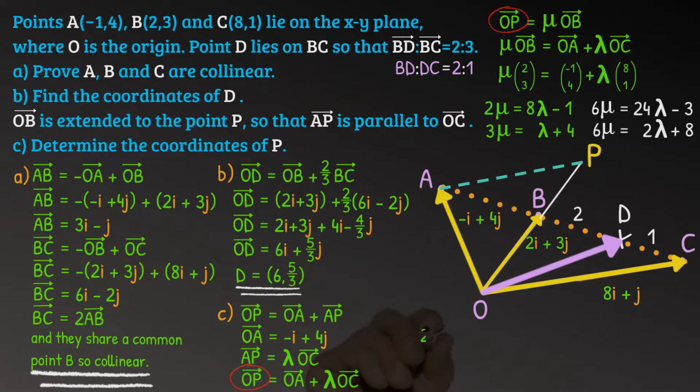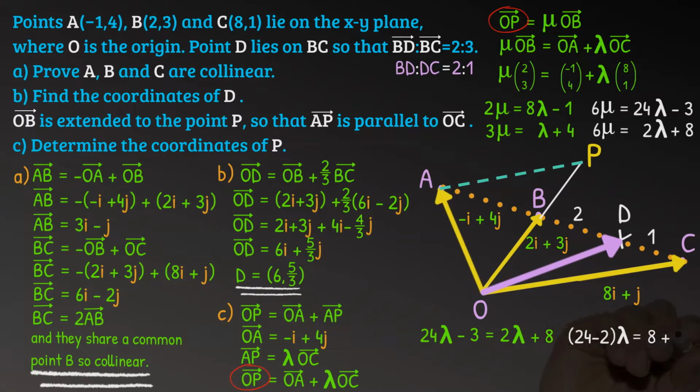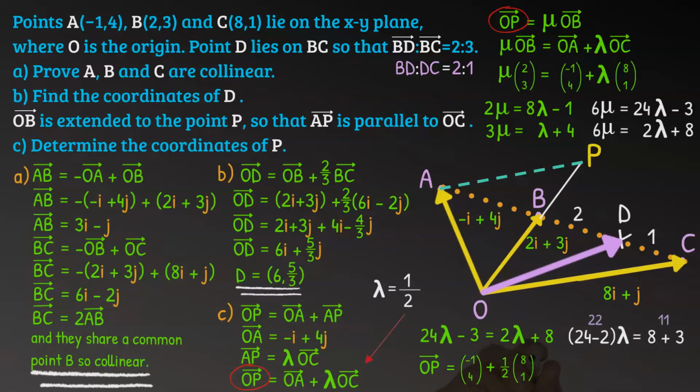So we end up with 24 lambda minus 3 equals 2 lambda plus 8. And we can rearrange that to work out lambda. And if 22 lambda equals 11, lambda is equal to a half. Next, we can substitute lambda back into this equation and we get OP equal to this. And then we need to add the brackets. So a half of 8 is 4 and a half of 1 is a half. So we get minus 1 plus 4 is equal to 3, and 4 plus a half is equal to 9 over 2. So OP is equal to 3i plus 9 over 2j.